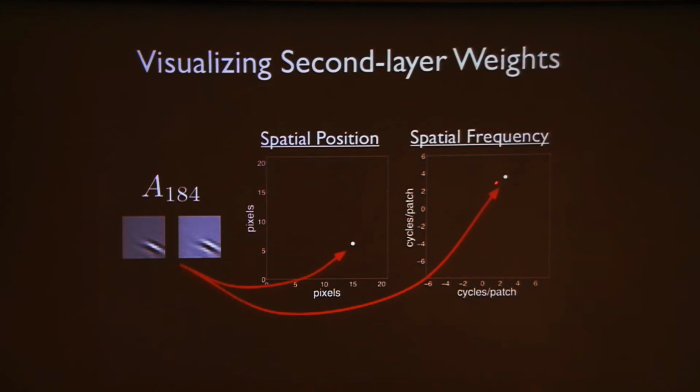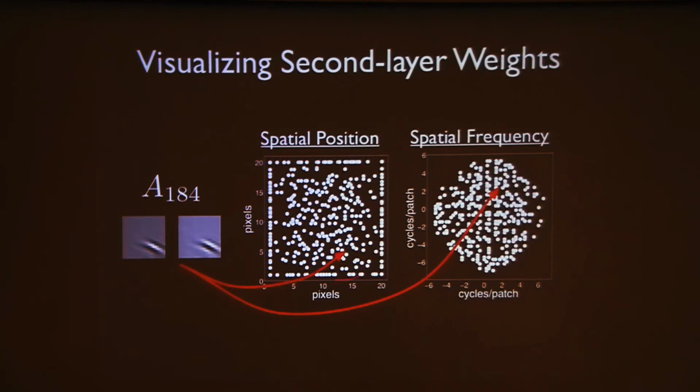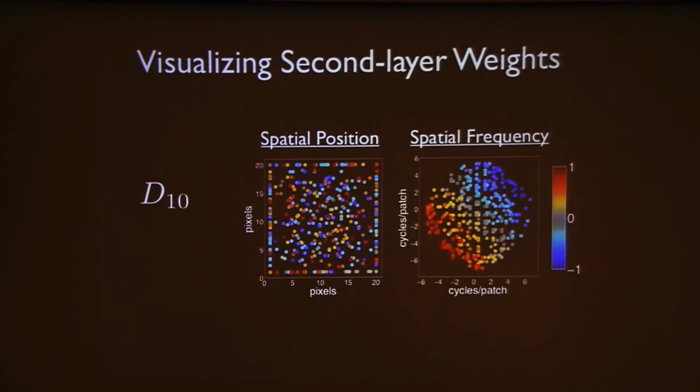So it has this particular point in the spatial frequency domain, which indicates its orientation and spatial frequency selectivity. So the whole set of learned functions basically tiles both of these spaces, the spatial domain and the spatial frequency domain. So now we have a way of displaying the weights of one of those second layer units. We can simply color each of these dots according to the strength of the weight learned in the second layer.